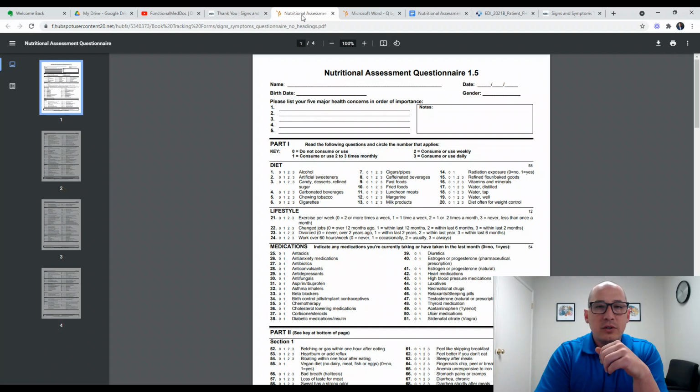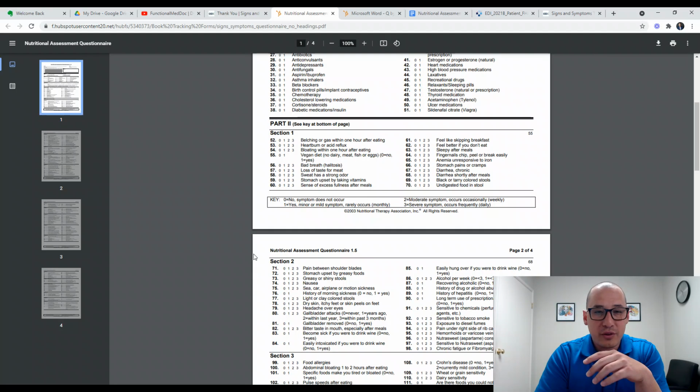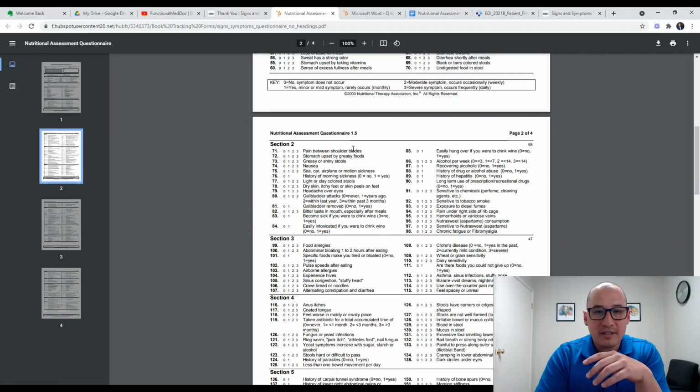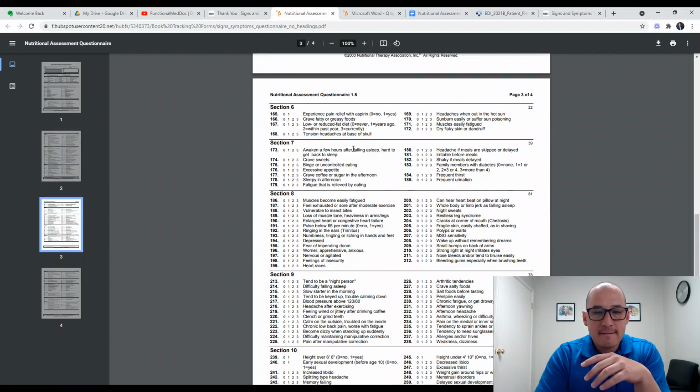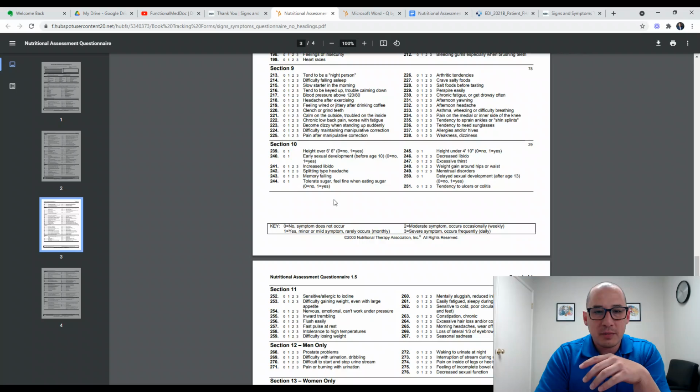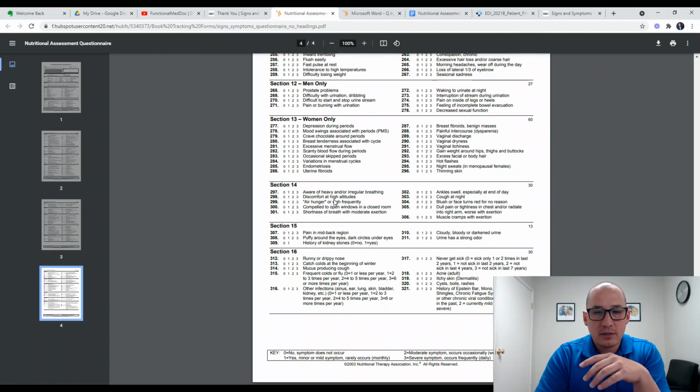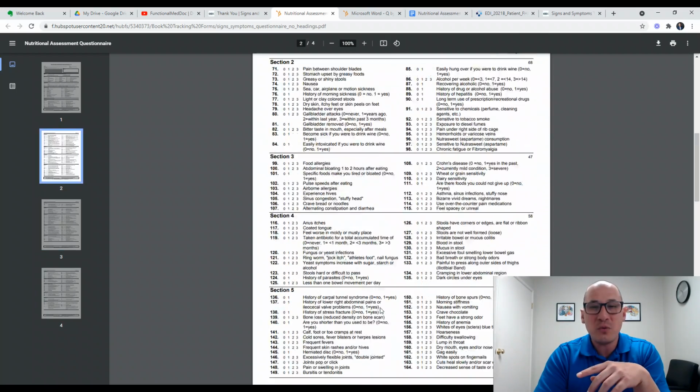So NAQ, you can see, stands for Nutritional Assessment Questionnaire, and it's quite thorough. It's all broken down by sections, and I'll show you what all the sections mean in a second. So you can see 321 questions.